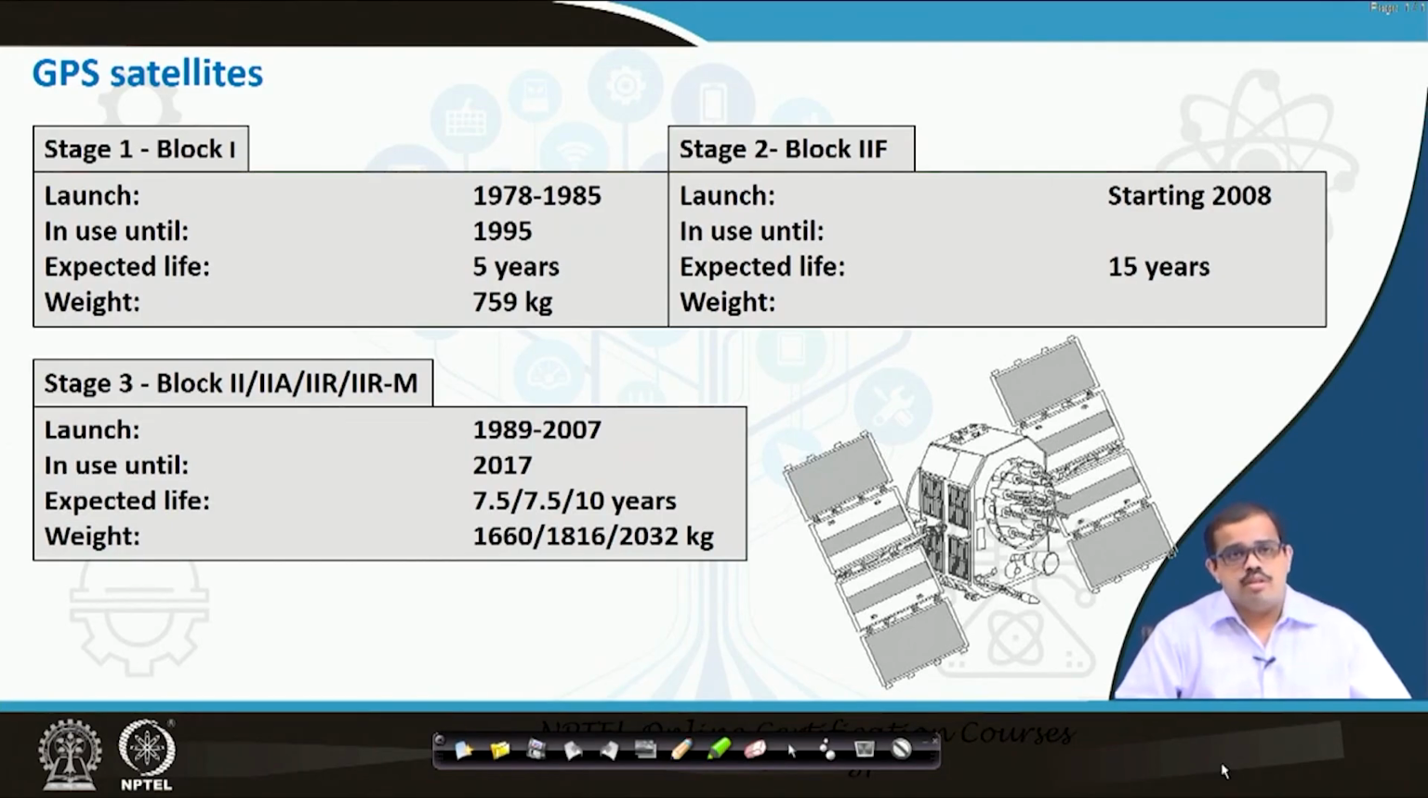Now Block 3 was with Block 2A, 2R and 2R-M. All of these blocks were launched somewhere between 1989 and 2007, but were used until 2017. These had an expected life cycle of somewhere around 7 to 10 years. They were supposed to be working till 2007, but continued till 2017, which showed that these had a very good capability of lasting even beyond their expected life.